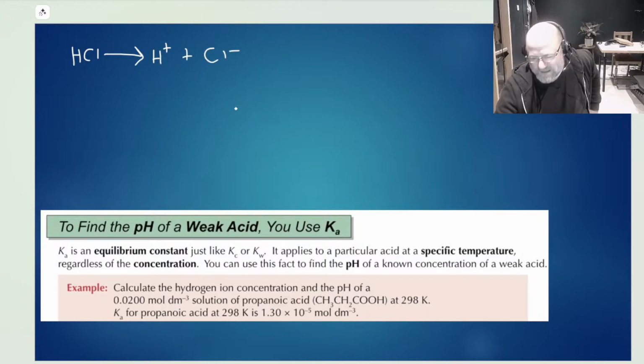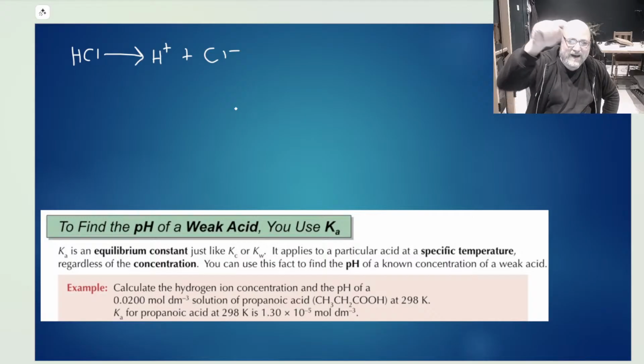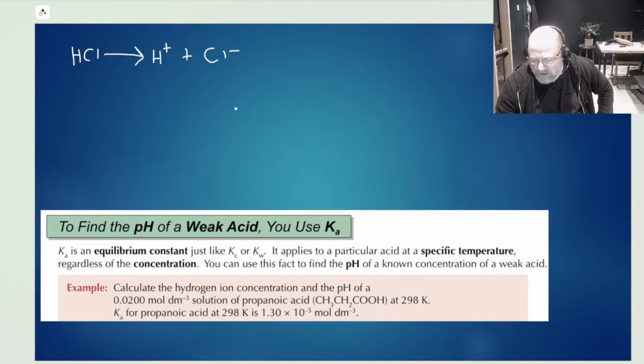Okay, so folks, that is a strong acid. Do you guys know the definition of a weak acid? Anyone know the definition of a weak acid?